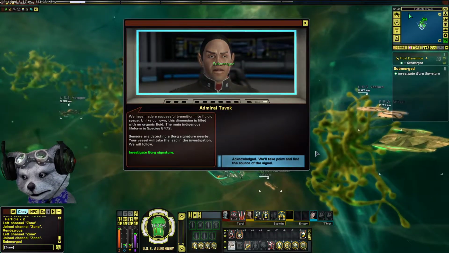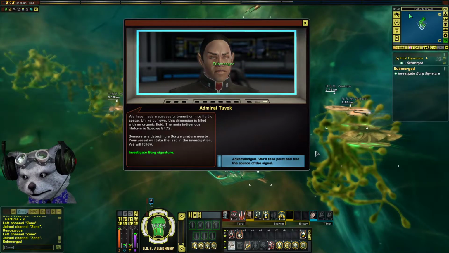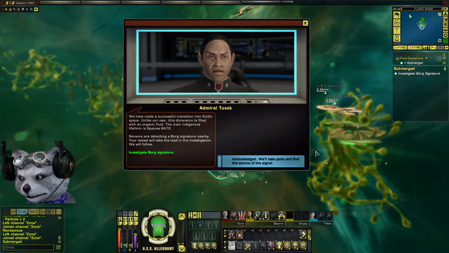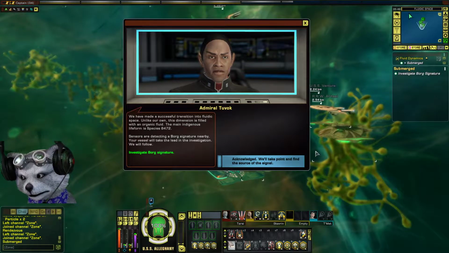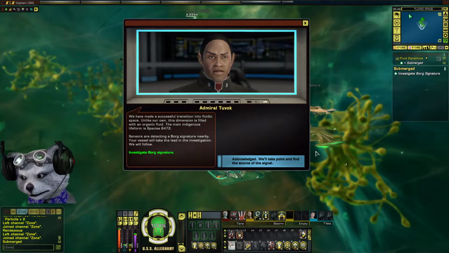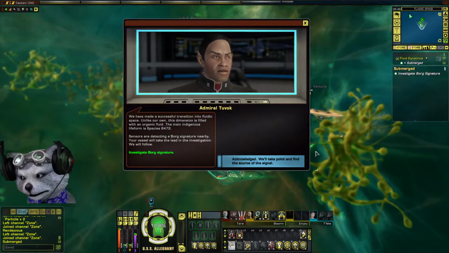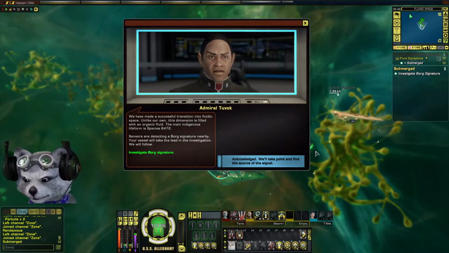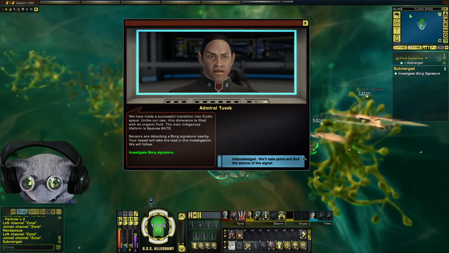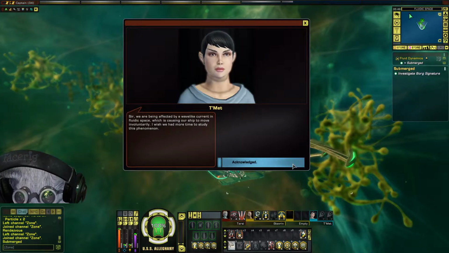We have made a successful transition into fluidic space. Unlike our own, this dimension is filled with an organic fluid. The main indigenous life form is species 8472. Sensors are detecting a Borg signature nearby. Your vessel will take the lead in the investigation. We will follow. Acknowledged. We will take point and find the source of the signal.